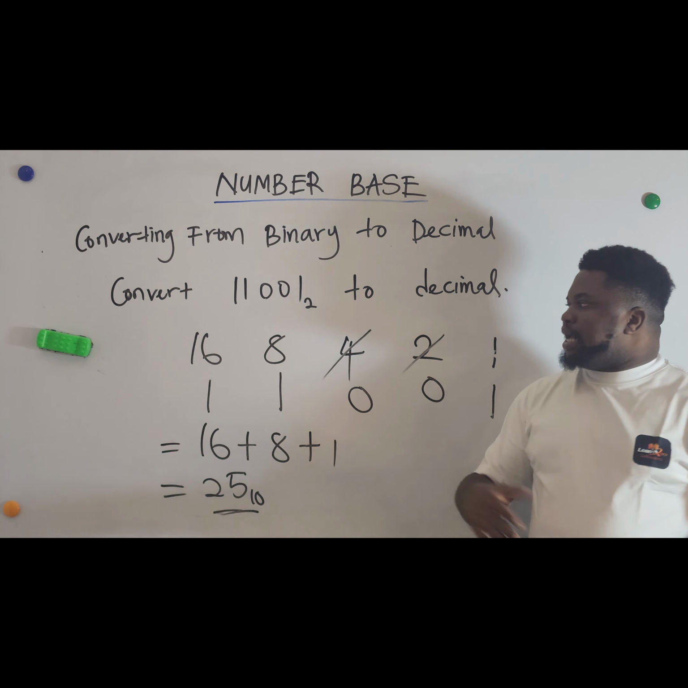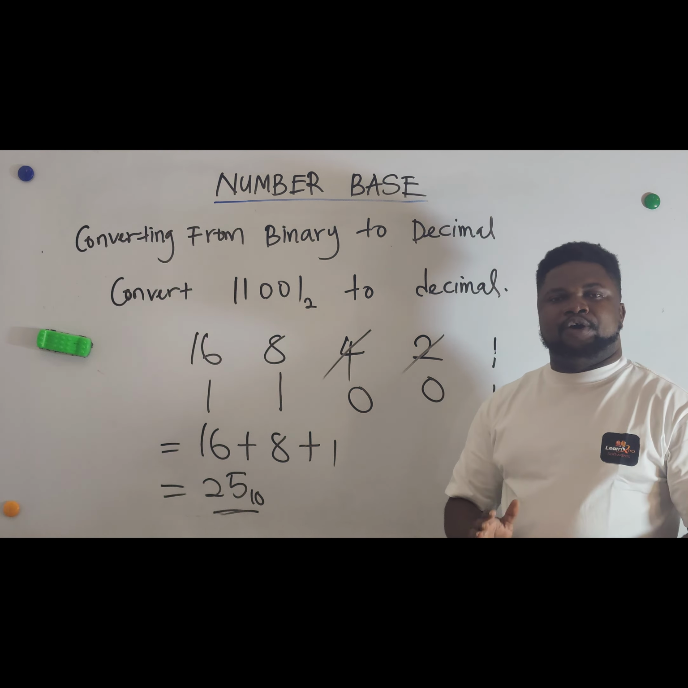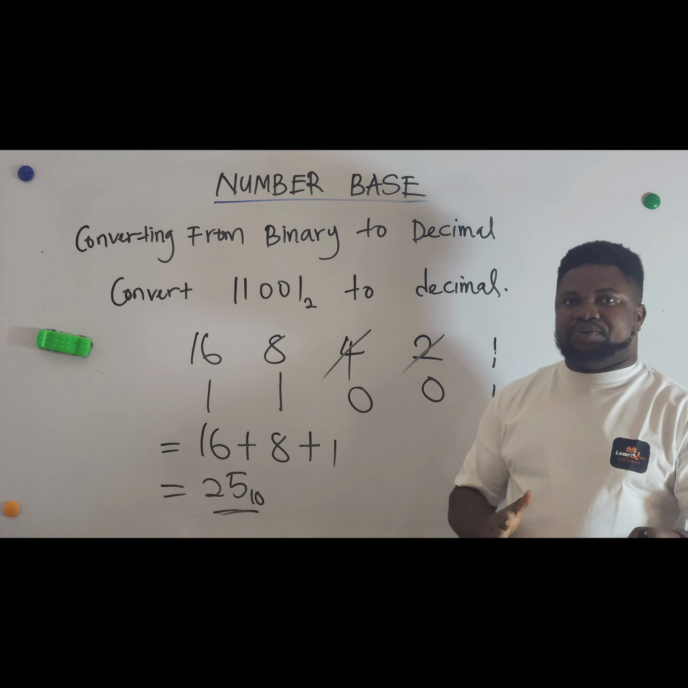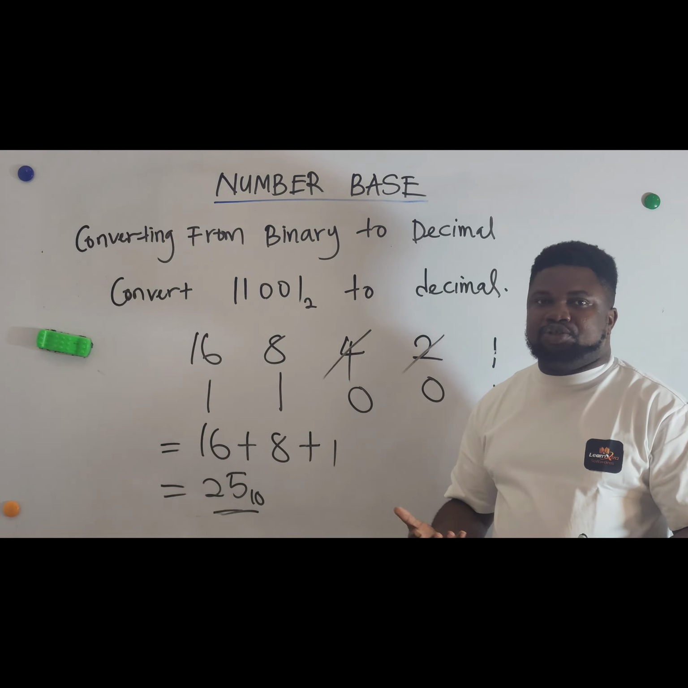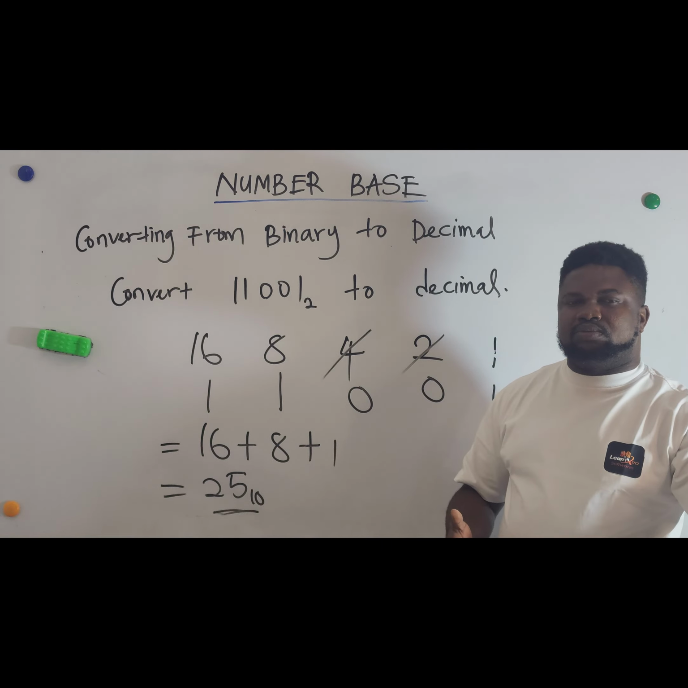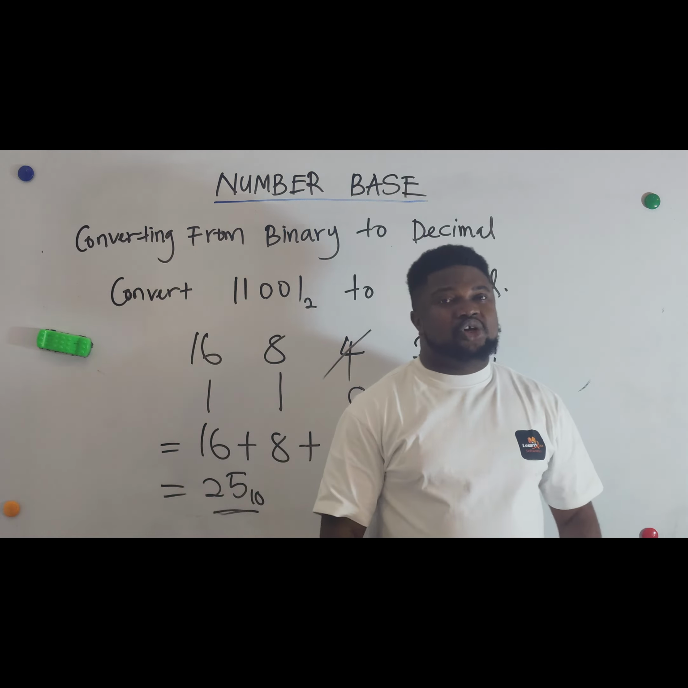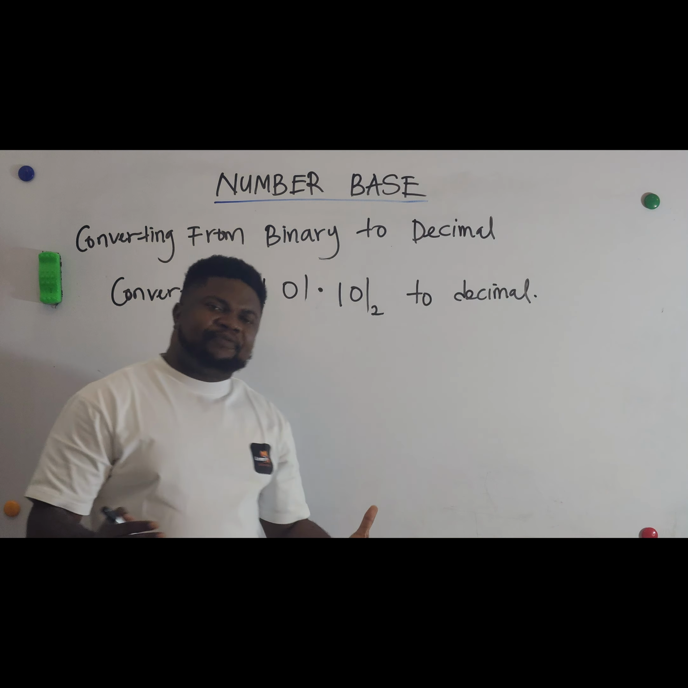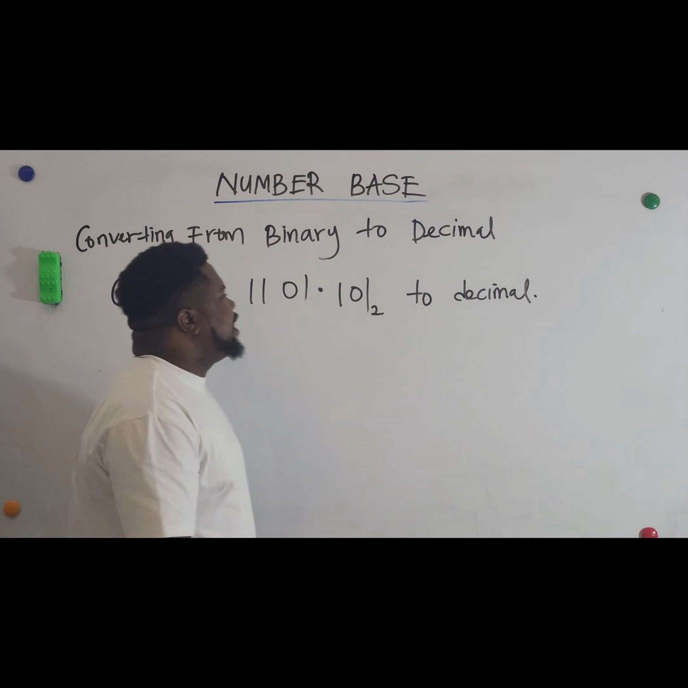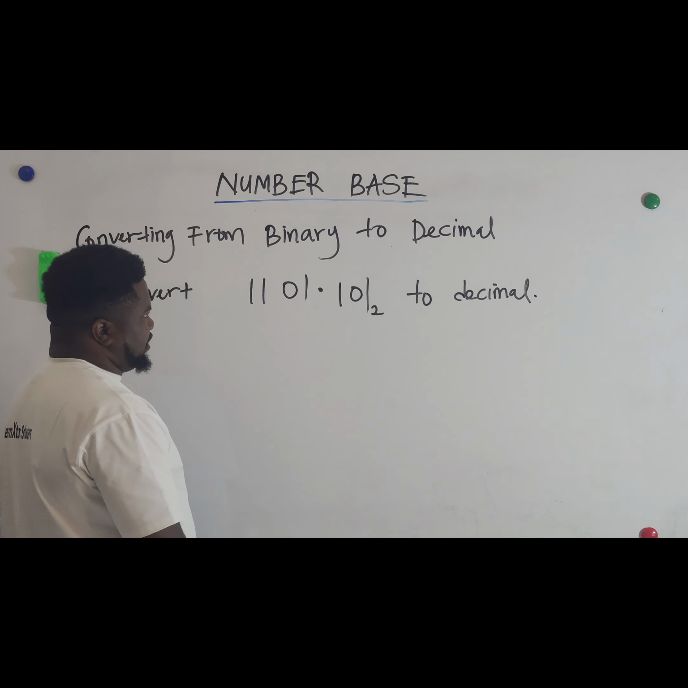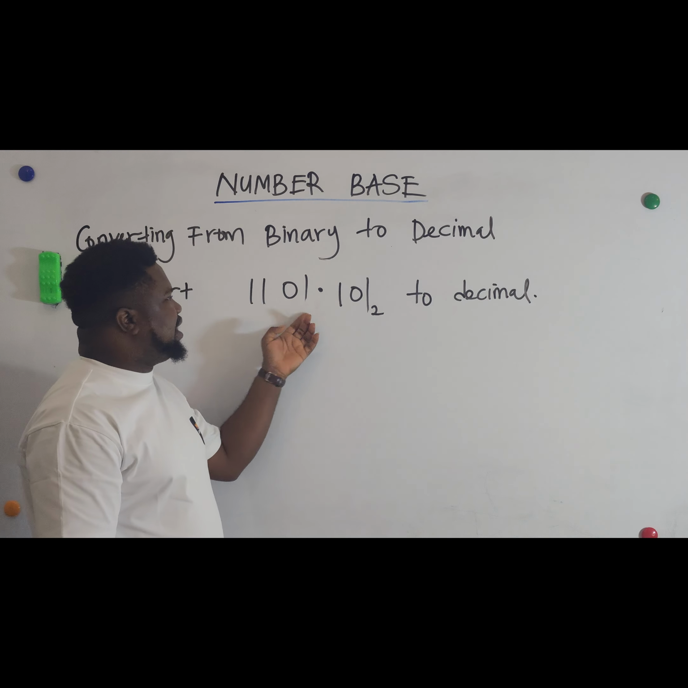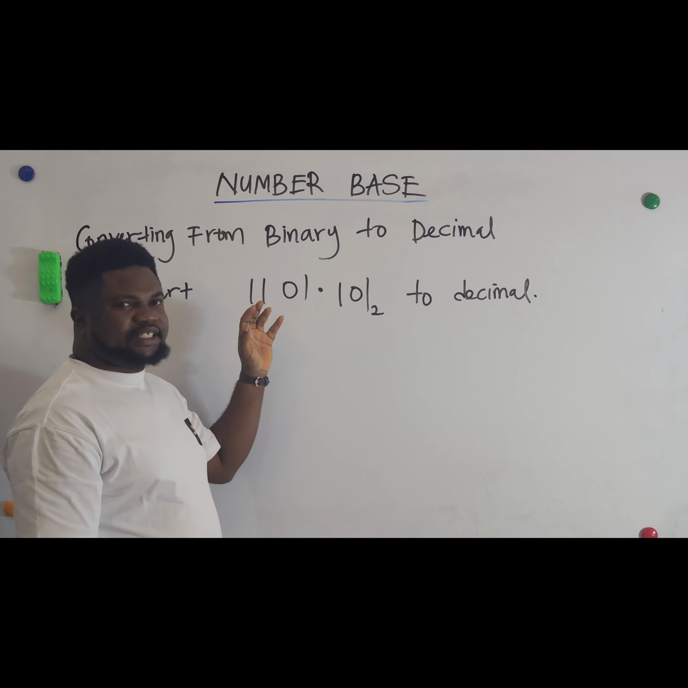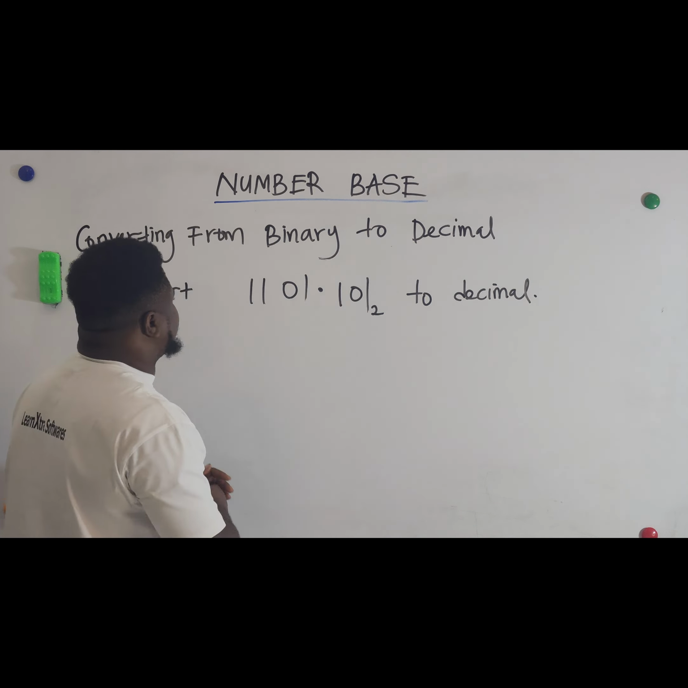Now I'll show you another way of doing this. For those writing theory, at some point I can tell you to use a particular method, for instance what we call the double dabble, double addition method. Before I show you this double dabble method, let me show you this. What if the binary contains a decimal point? How do we achieve this? Quickly, let's run this question down.